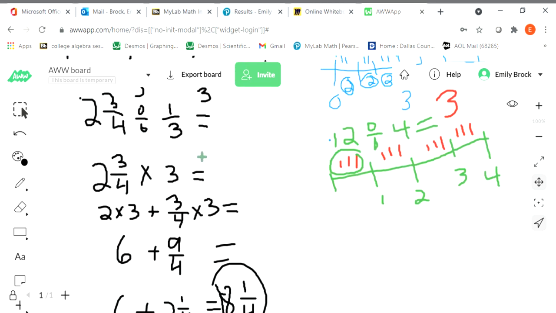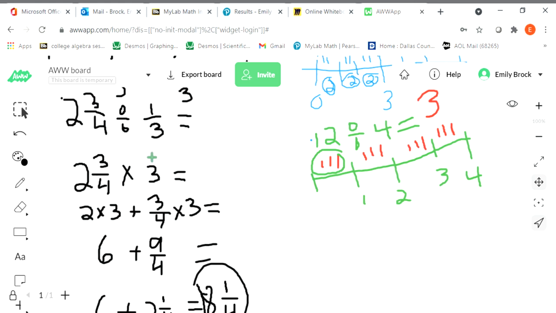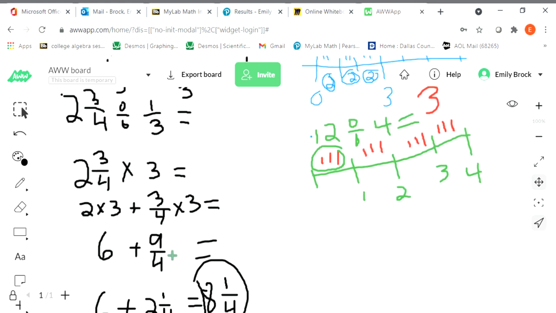And again, let me see, do I have a pointer on this thing? I don't know where the pointer is. Oh, that's a selector. Okay. I think you can see where my thing is.